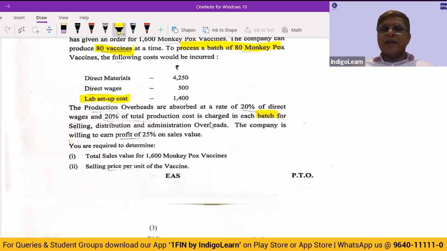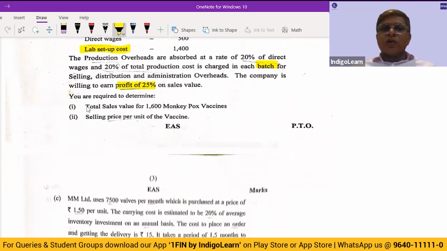Then they are saying the production overheads are absorbed at the rate of 20% of direct wages. So we will take the direct material, we will take the direct wages, we will add the production overheads, and then we get the total production cost. To that total production cost, they are saying you add 20% towards selling, distribution, and admin overheads. Then they further say, the company is willing to earn a profit of 25% on sales value. So you add another 25%, determine what is the total sales value for 1600 monkeypox vaccines and what is the selling price per unit. So this is a pretty simple, straightforward 5-mark question.